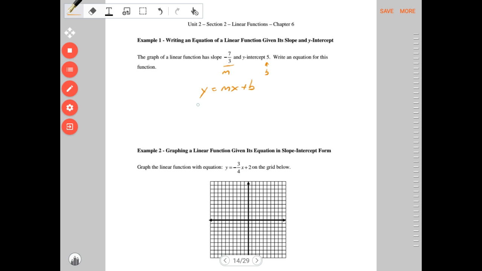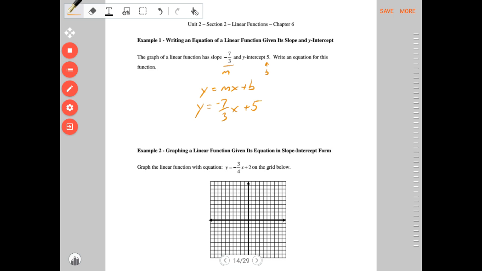So we just write in the slope: y equals negative 7/3 x, and then the y-intercept is positive 5, so we go plus 5. If it was negative 5, we would just put negative 5 there. It's not a big deal. So that's the equation of the line.